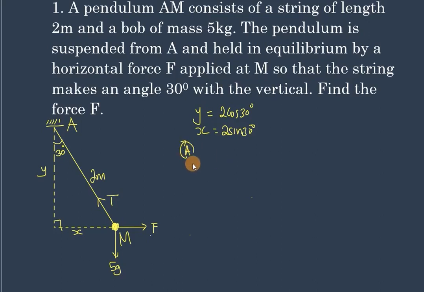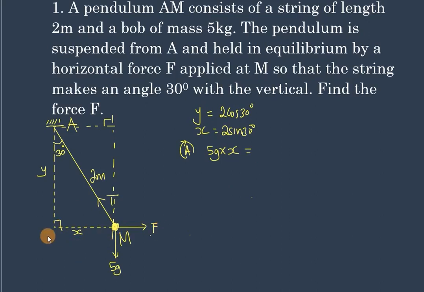If we do that, we have that clockwise moment equal to anti-clockwise moment. The clockwise moment is the moment due to this force here. So we have 5g times x, the perpendicular distance of the line of action of that force. It is acting along that line, and the distance from A to that line is the same as this distance x. So it is x.